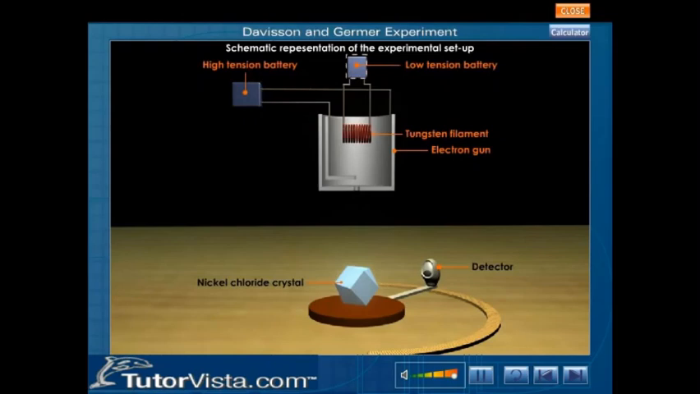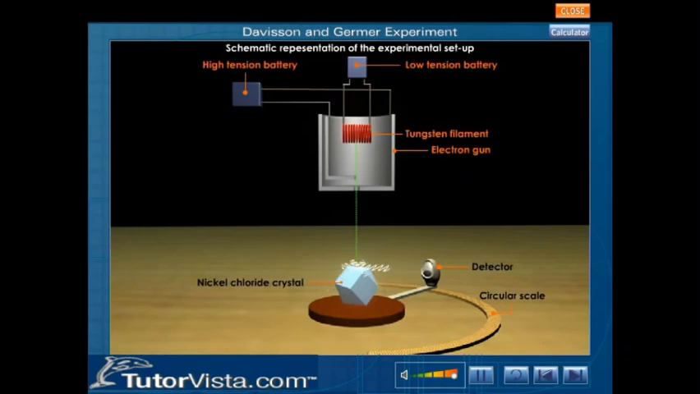The low-tension battery was used to heat the filament. The red-hot filament produced an electron beam. A high-tension battery was provided to accelerate the electron beam. The detector, or the electron collector, moved on a graduated circular scale. A sensitive galvanometer was also connected to the detector.